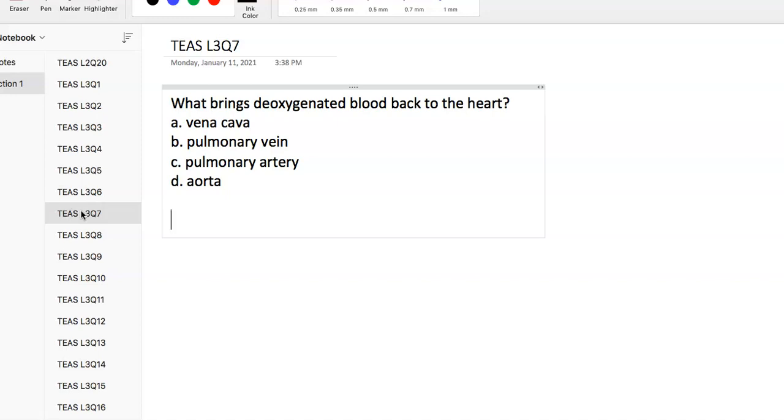Pulmonary veins carry oxygenated as opposed to deoxygenated blood and bring blood from the lungs to the heart. The pulmonary artery carries deoxygenated blood from the right ventricle to the lungs, but not the heart. The aorta is the largest artery in the body, but it carries blood away from your heart and to the rest of your body.